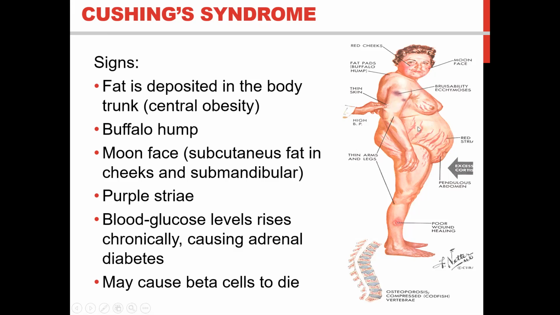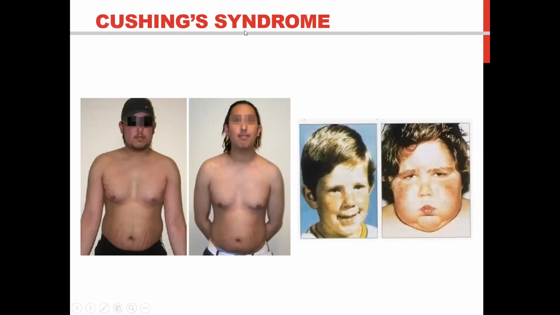They can also have striae, or stretch marks in layman's terms, purple striae, and also blood glucose levels will rise chronically, causing adrenal diabetes. And of course, the pancreas, where the beta cells are found, releases insulin, and there would be destruction of the beta cells for this condition. So this is a classic picture of your Cushing syndrome.